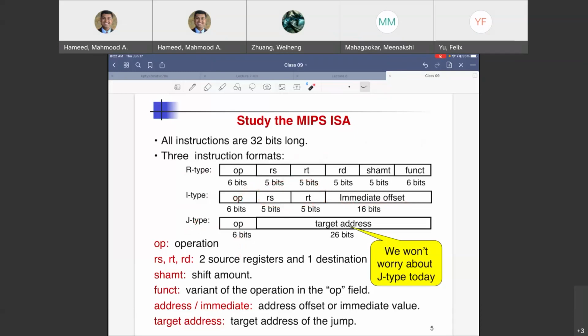So op, that's your operation. Which operation do you want to do? RS, RT and RD, those are your 2 source registers and 1 destination register. Where should they be? Right? Operation is not hardware. Operation is knowing what hardware I need to support an instruction.